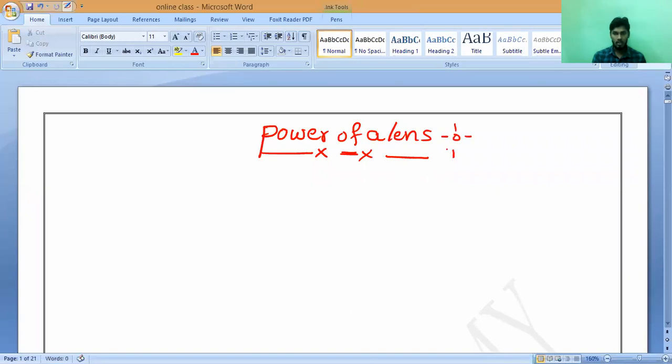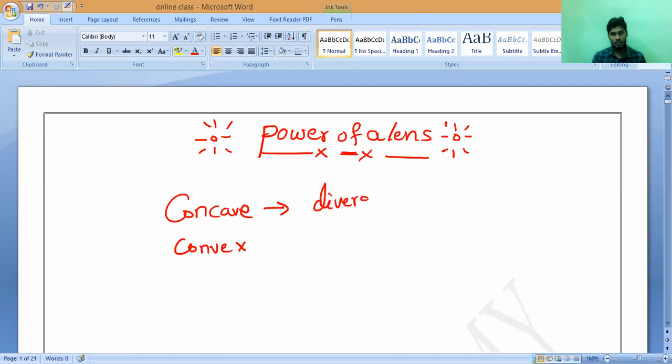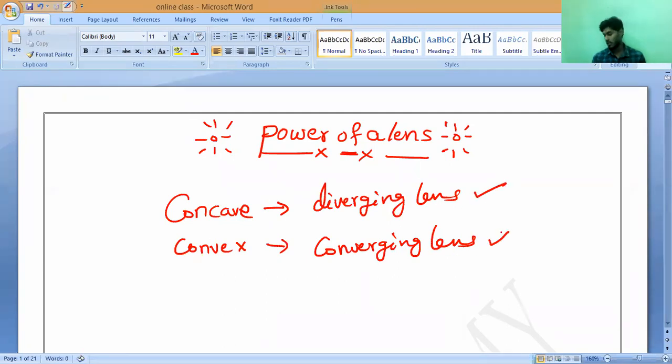As we know, we have two kinds of lenses. Can anybody say what they are? Convex lens and concave lens. The concave lens we call a diverging lens, is it yes or no? And the convex lens we call a converging lens. Understand? This lens will diverge the light, and this lens will converge the light. That is what we have studied.